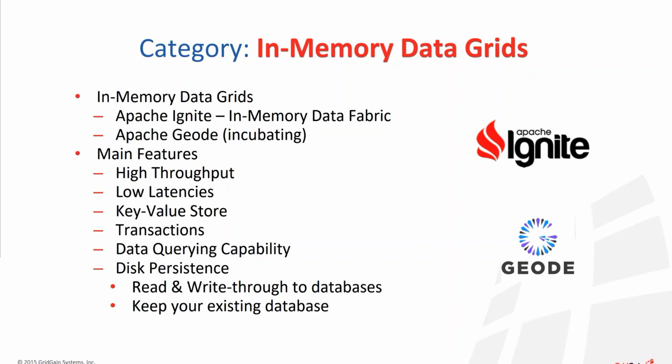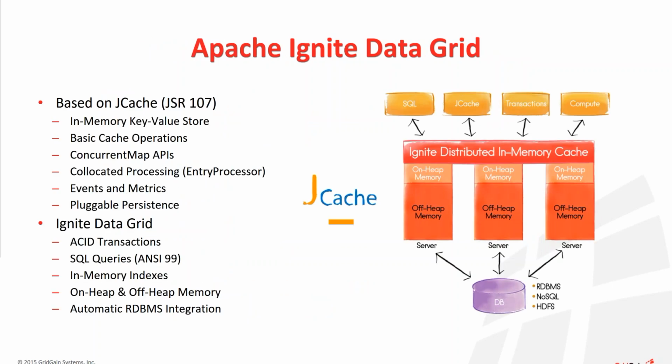Here's a slide that describes what a data grid looks like. Given that I'm mostly involved with Apache Ignite, I picked the Apache Ignite architecture diagram, but it may in some way apply to other data grids as well. A couple of data grids implement the JSR 107 standard, which is the JCache standard. They're namely Apache Ignite, Oracle Coherence, and Hazelcast.